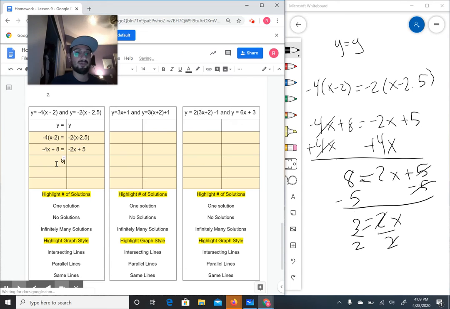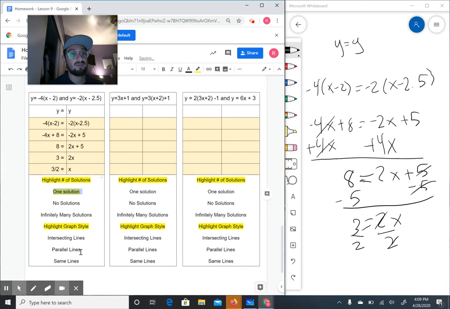So add the 4x to both sides. You're going to get 2x plus 5. Subtract the 5 on both sides. And you're going to get 3 over 2 is equal to x, which means that you're able to solve for x, which means you're able to isolate the variable, which means that these lines cross. So they're intersecting lines.